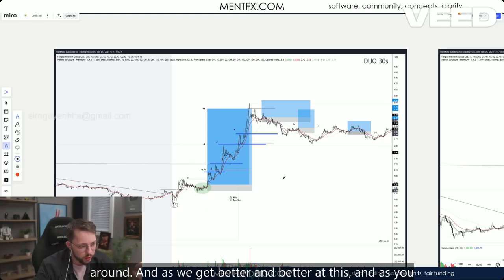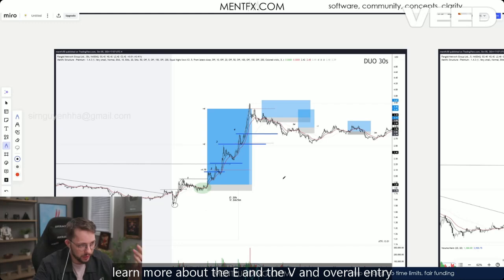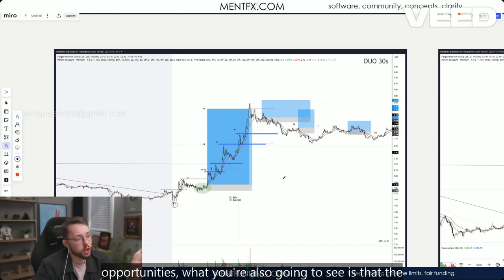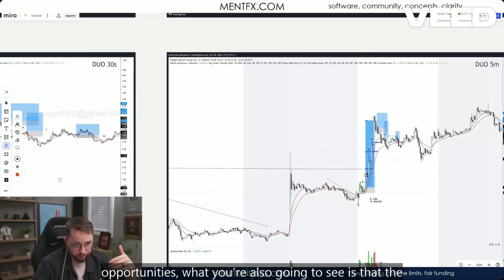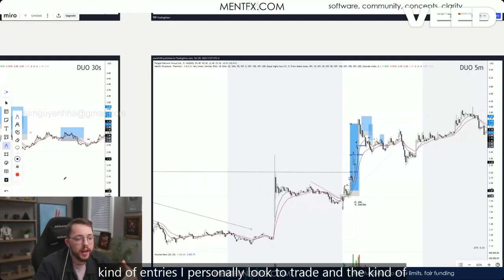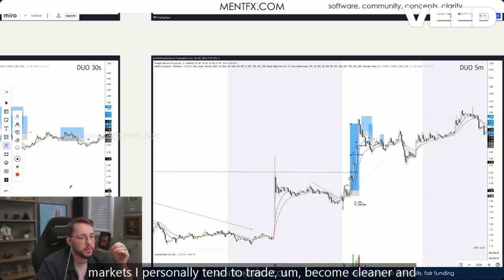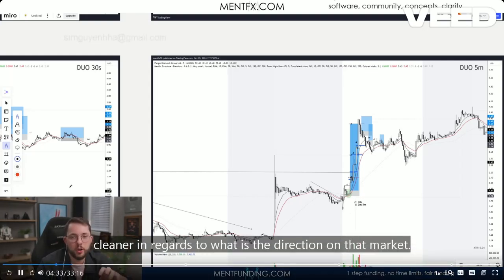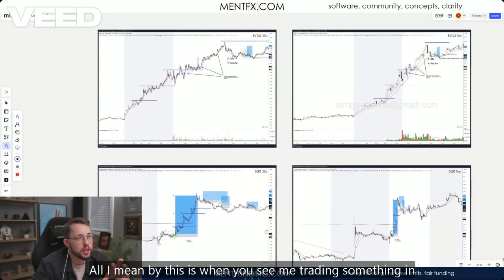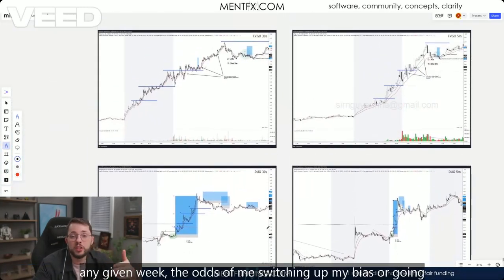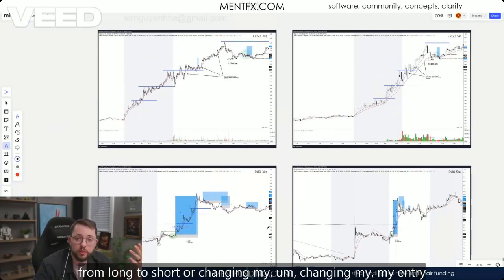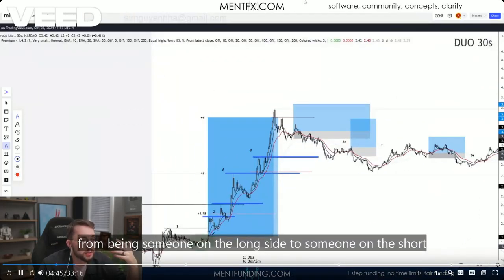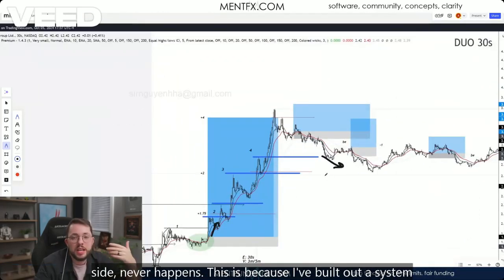And as we get better and better at this, and as you learn more about the E and the V and overall entry opportunities, what you're also going to see is that the kind of entries I personally look to trade and the kind of markets I personally tend to trade become cleaner and cleaner in regards to what is the direction on that market. All I mean by this is when you see me trading something in any given week, the odds of me switching up my bias or going from long to short, changing my entry from being someone on the long side to someone on the short side, never happens.